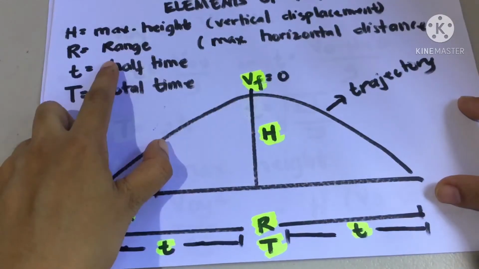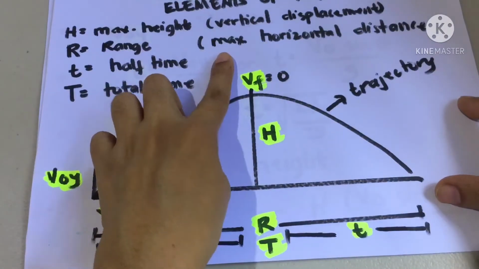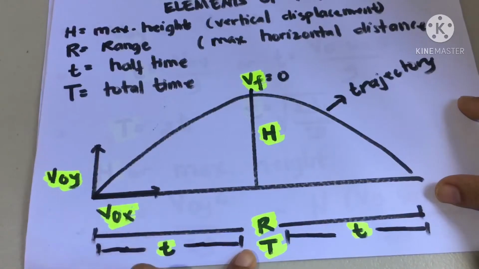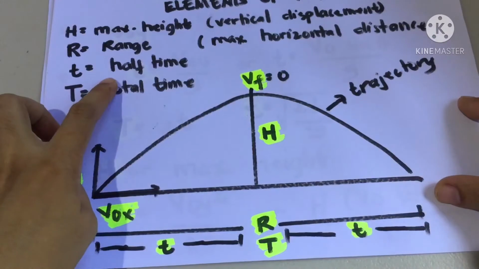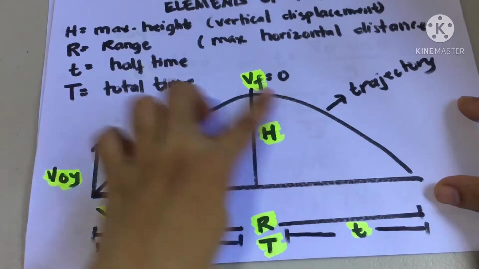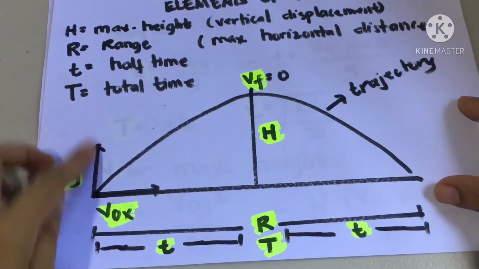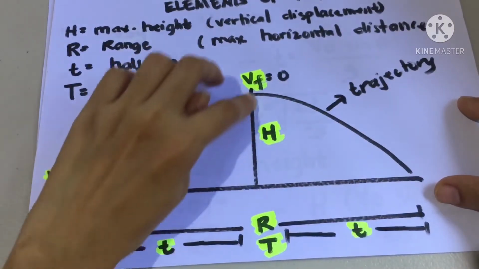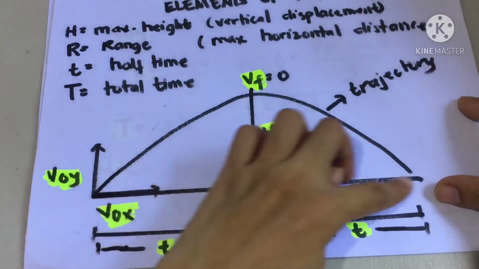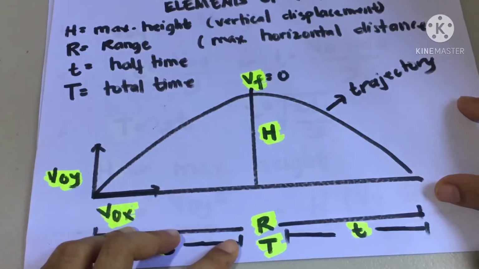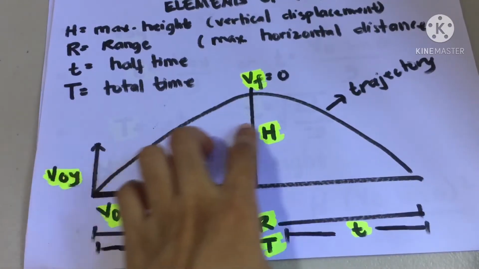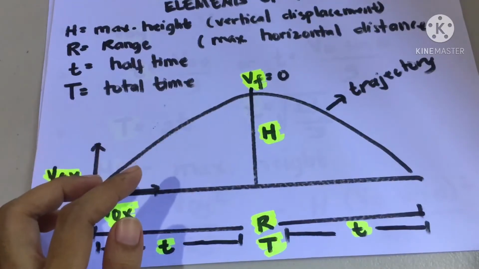And then we have range. It talks about the maximum horizontal distance. Capital T is for the total time, and the small t is our half time. Okay? So let's illustrate it. Here we are talking about projectile trajectory. When we look at the height, that is vertical, but the horizontal part is our range. Trajectory is the path followed by a projectile.